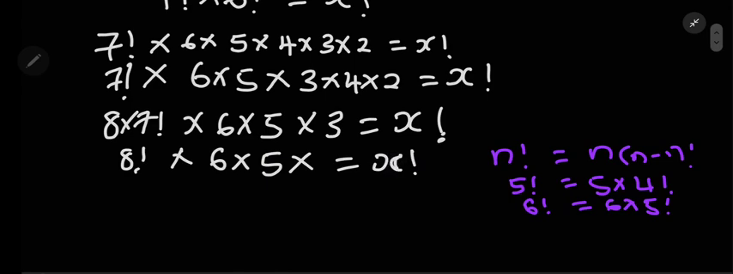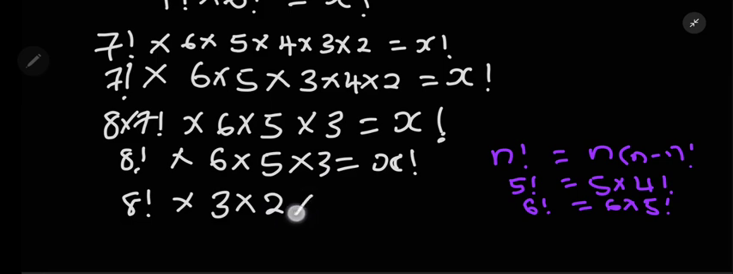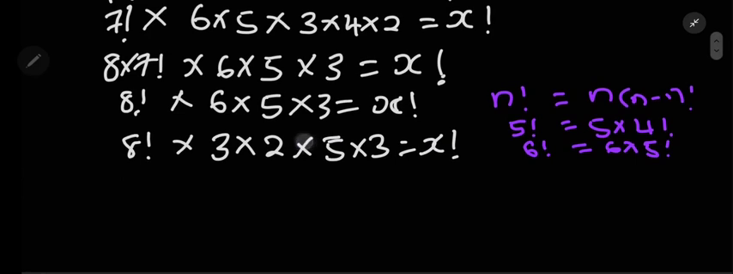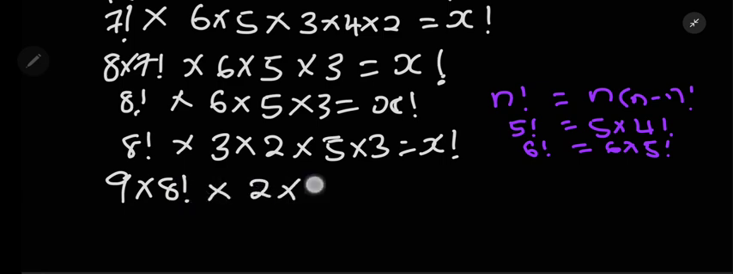Now we are left with 6 times 5 times 3 is equal to x factorial. So what is the next thing to do here? We have 8 factorial. 6 as well can be written as 3 times 2. Then don't forget we have 3 here, then times 5 times 3 is equal to x factorial. So 3 times 3 again is 9. So that is now 9 times 8 factorial times 2 times 5 is equal to x factorial.